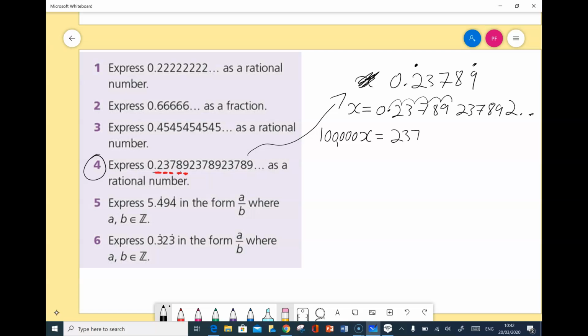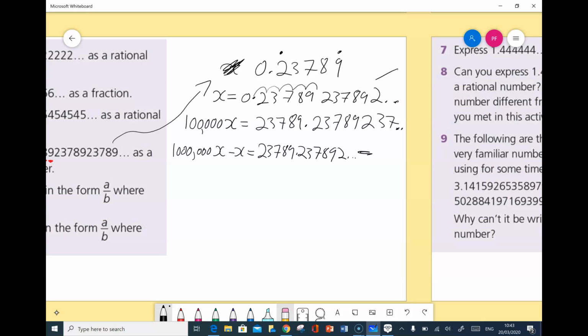So I'll get 23789.23789, and so on. What do I always take away from this? I always take away x. So I've got 23789.23789, and so on. And I'm taking away x, and this is x up here. X is, take away, that's a terrible subtraction sign, 0.23789, and so on. So I'm taking away, in essence, everything after the decimal point.